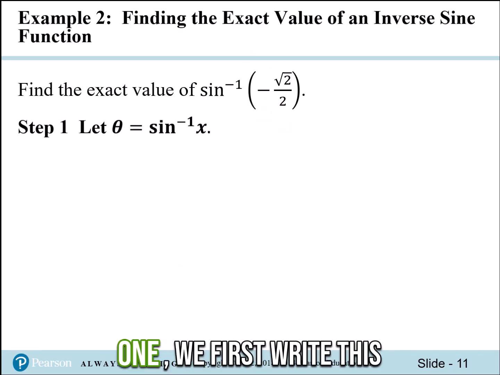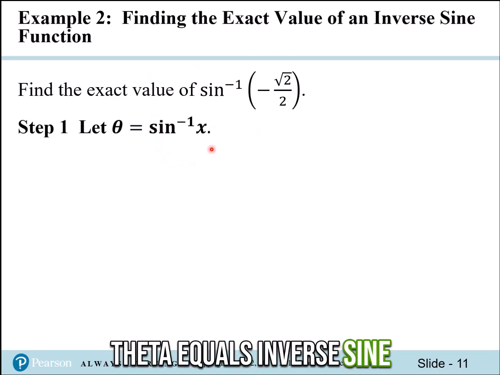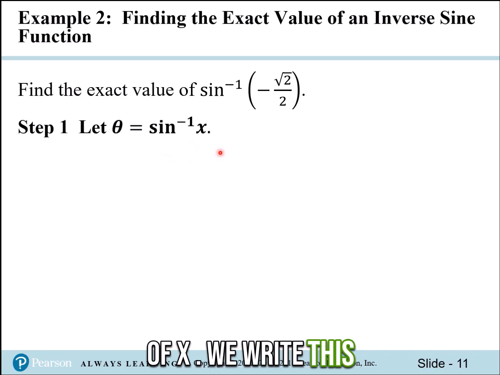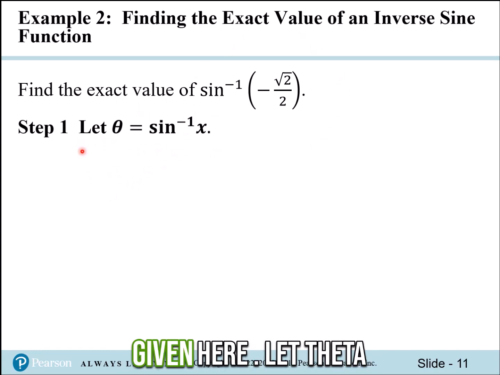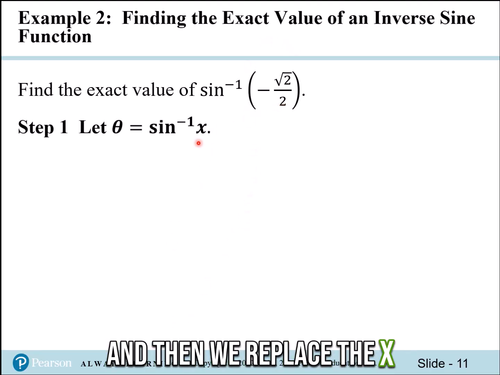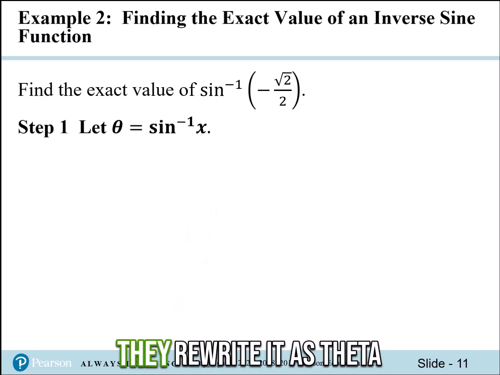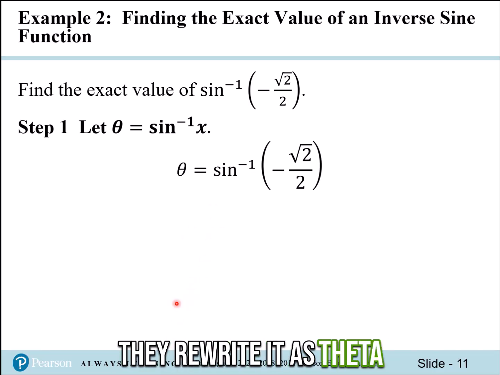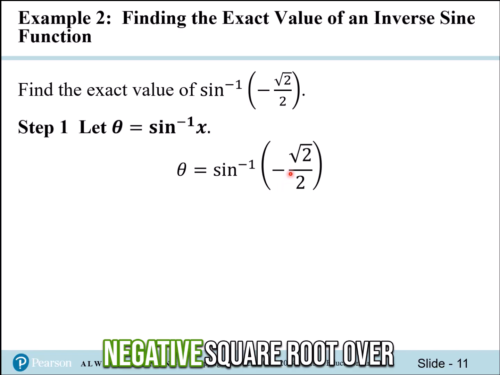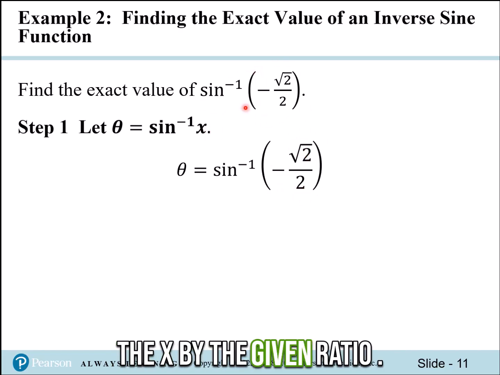So in step 1, we first write this expression inverse sine as theta equals inverse sine of x. We write this expression in this form given here. Let theta equals inverse sine of x. And then we replace the x with the given ratio. That's what they do here. They rewrite it as theta equals inverse sine of negative square root of 2 by 2. They replace the x by the given ratio.